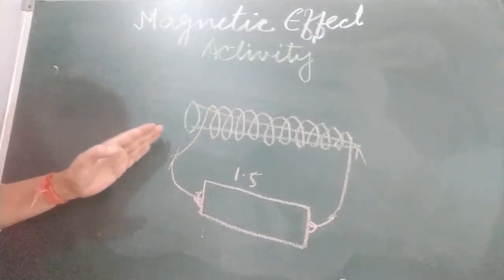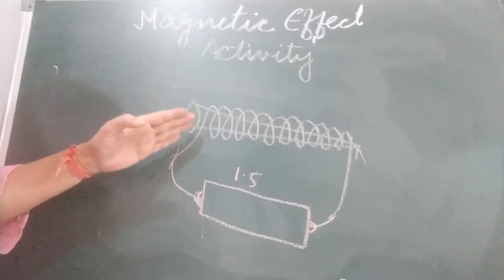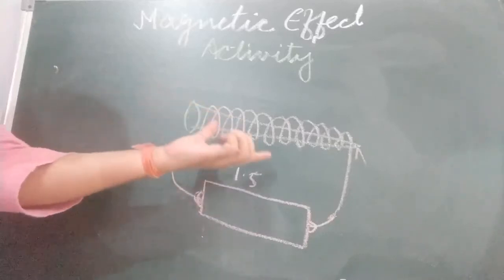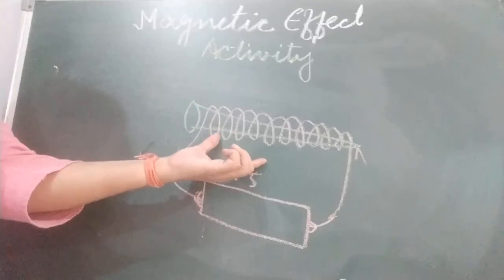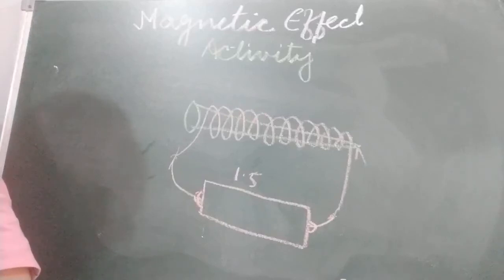So what is the conclusion? Passing an electric current in a coil wrapped around an iron piece makes this iron piece magnetic. And one more thing, as the current is off, it will not behave like a magnet. Okay, and I told you already the strength of an electromagnet depends on the number of turns of the wire around the core and the amount of current passing through it. Two things you remember.